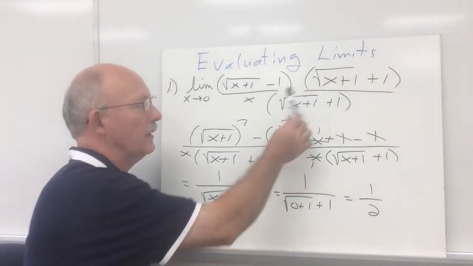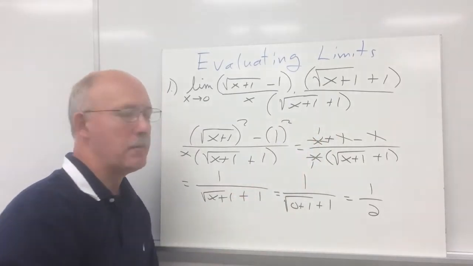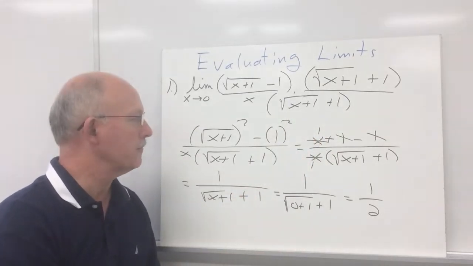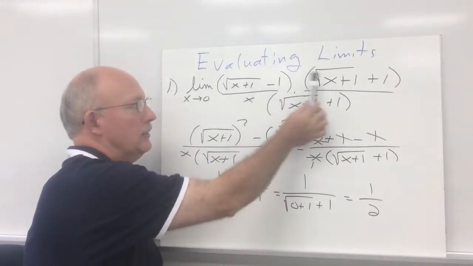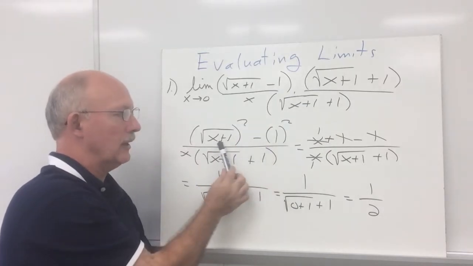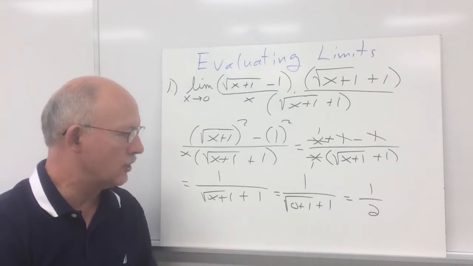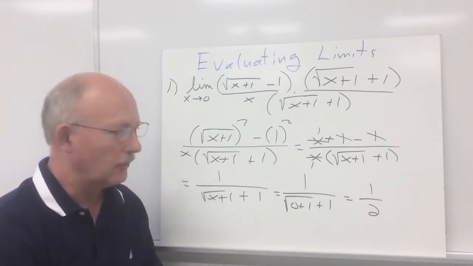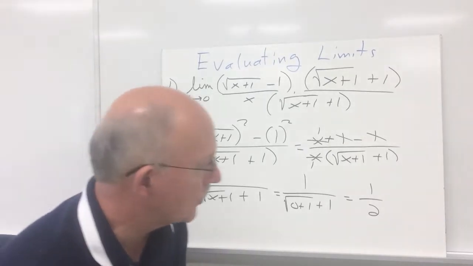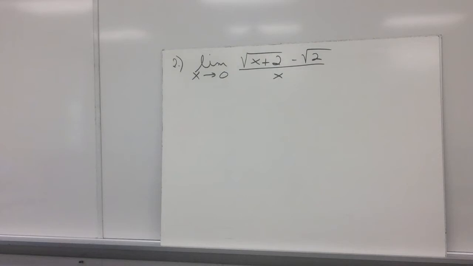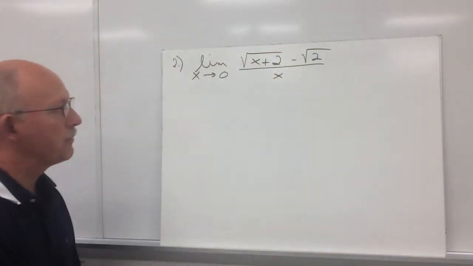You're going to multiply that to the numerator. You also have to multiply that binomial to the denominator. And multiplying these two conjugates will give you a difference of two squares. And then from there, the x's will cancel out, and you can use direct substitution. So let me run through another example and show you how we do problem number 2.